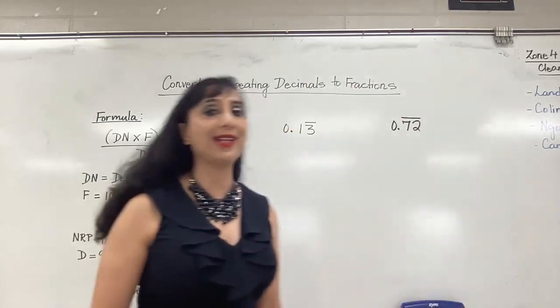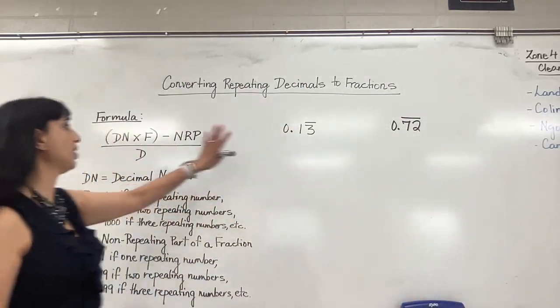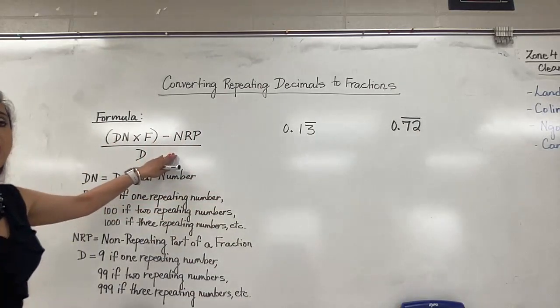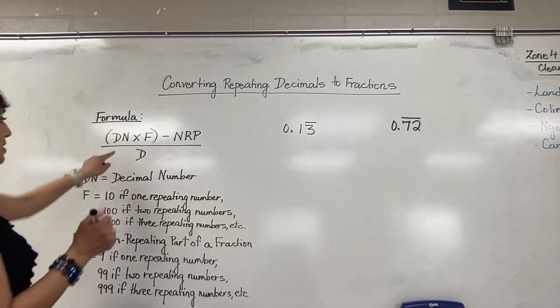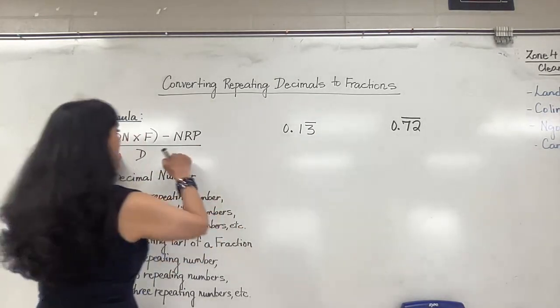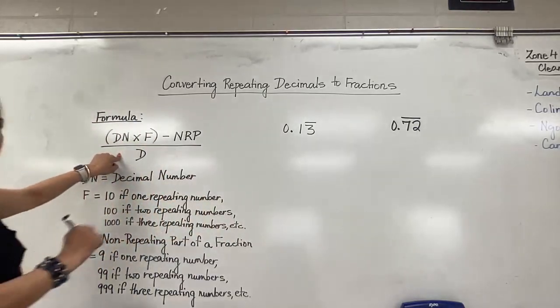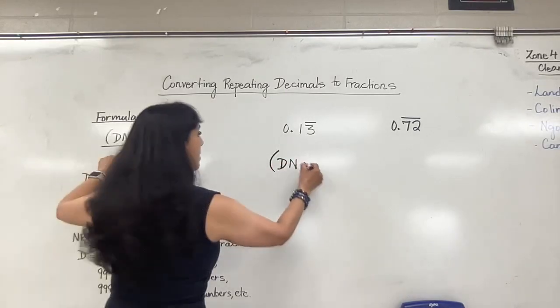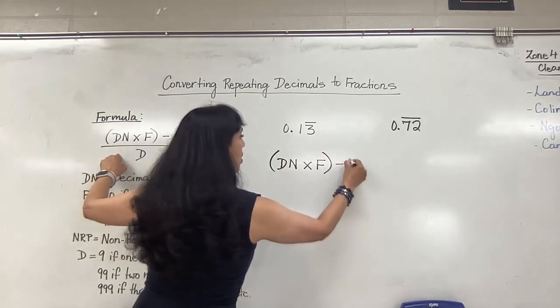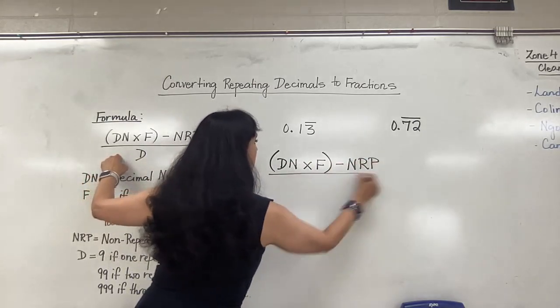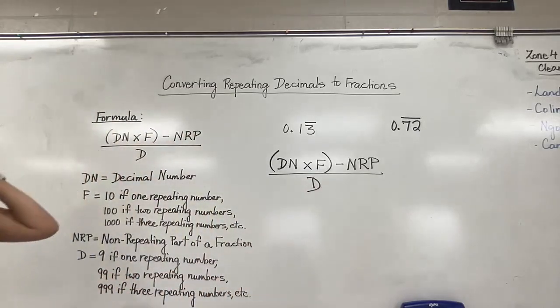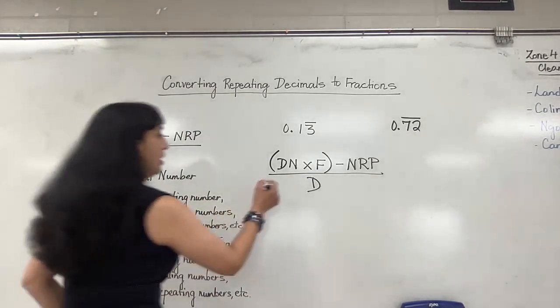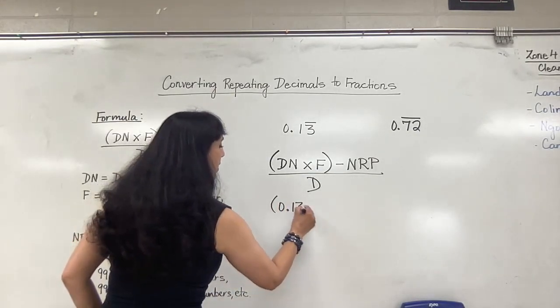Okay, so let's start with the first example. Using this formula, it is pretty simple actually. All I'm doing is taking the decimal number and using the same formula, just substituting the values in there. I had said that my formula is dn times f minus non-repeating part divided by d. So this is my formula. I am just going to substitute values now, and I can see that my decimal number is 1300.